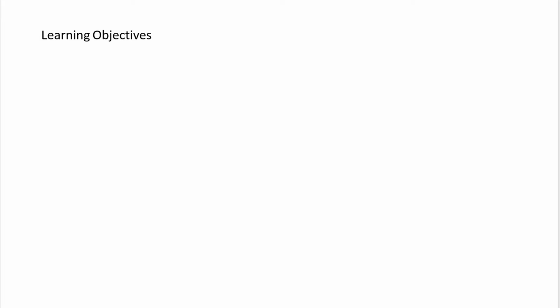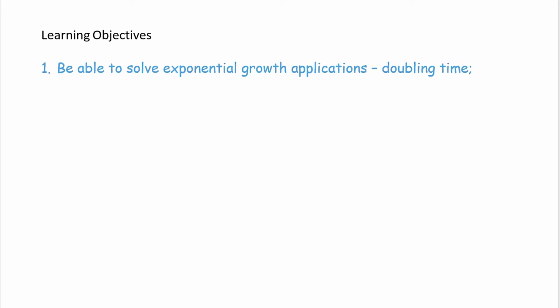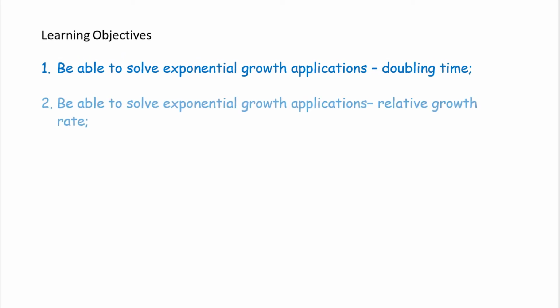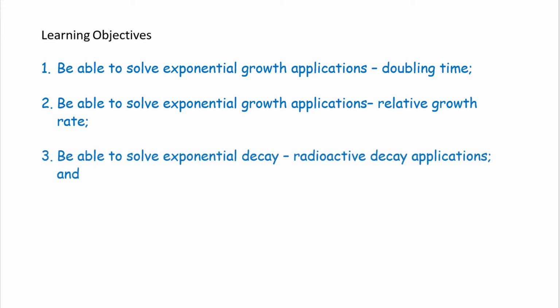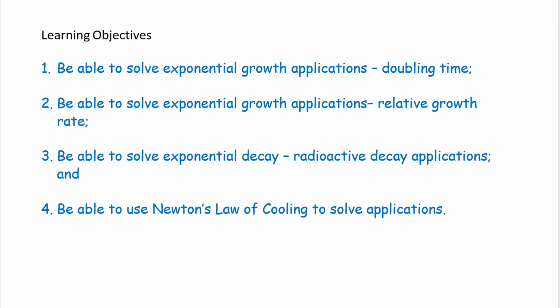To that end, the learning objectives of this lesson are: 1. Be able to solve exponential growth applications such as doubling time. 2. Be able to solve exponential growth applications, specifically relative growth rate. 3. Be able to solve exponential decay, such as radioactive decay applications. And 4. Be able to use Newton's law of cooling to solve applications.